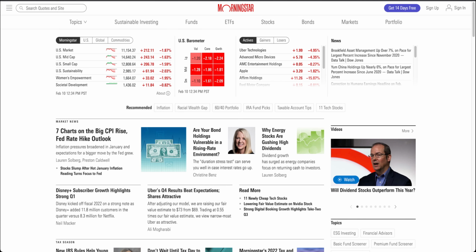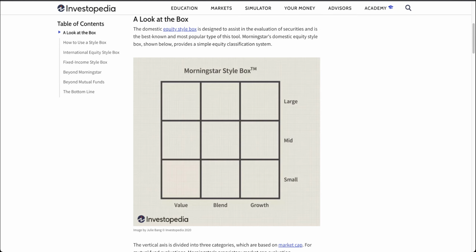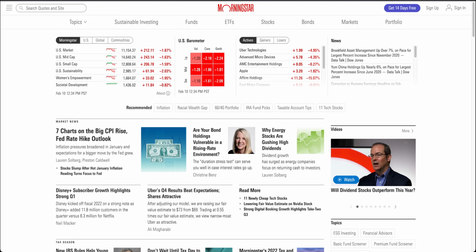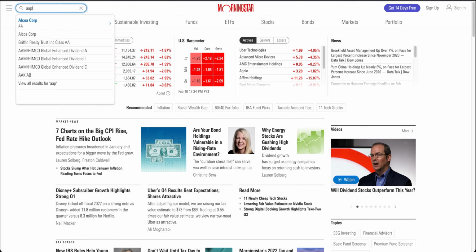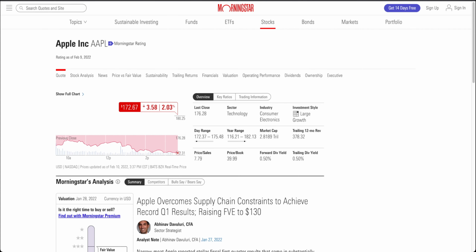Financial services research provider Morningstar came up with a style box to categorize mutual funds. As per this classification, each stock can be placed into one of these 9 boxes. So say we go to morningstar.com and search for a company like Apple. And here, when you look at the investment style section, we know what type of stock it is. So Apple is a large growth stock, which means it's a large cap stock with a growth style.